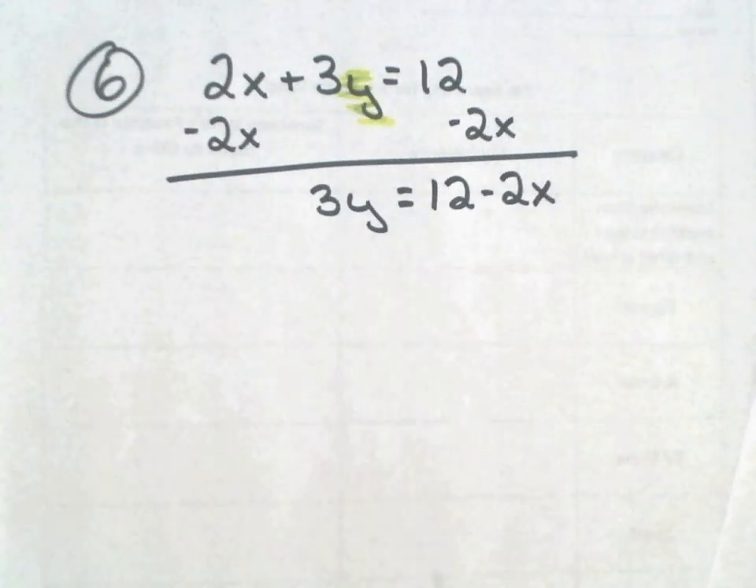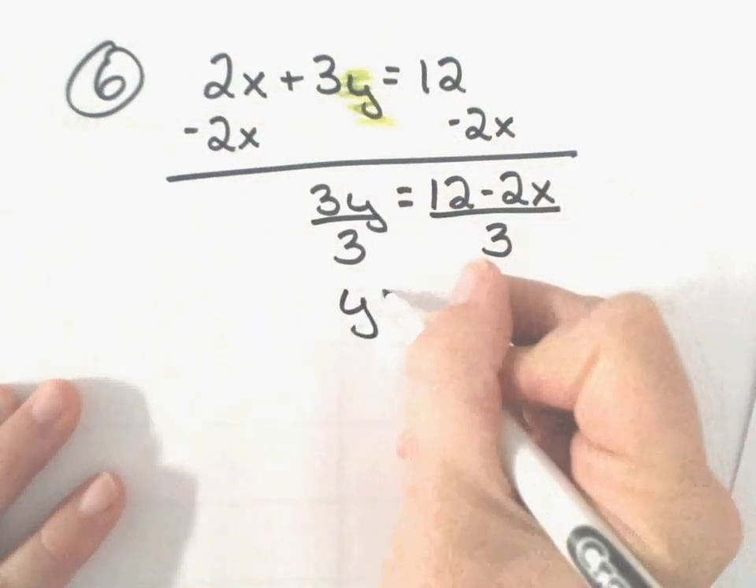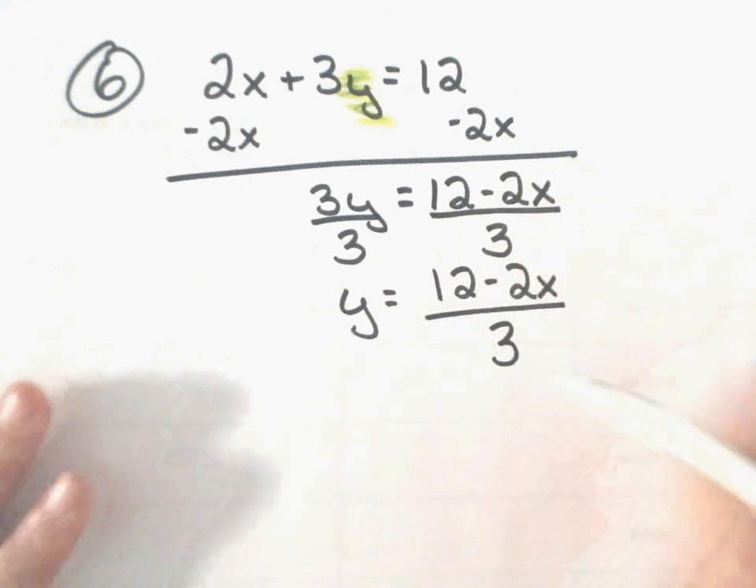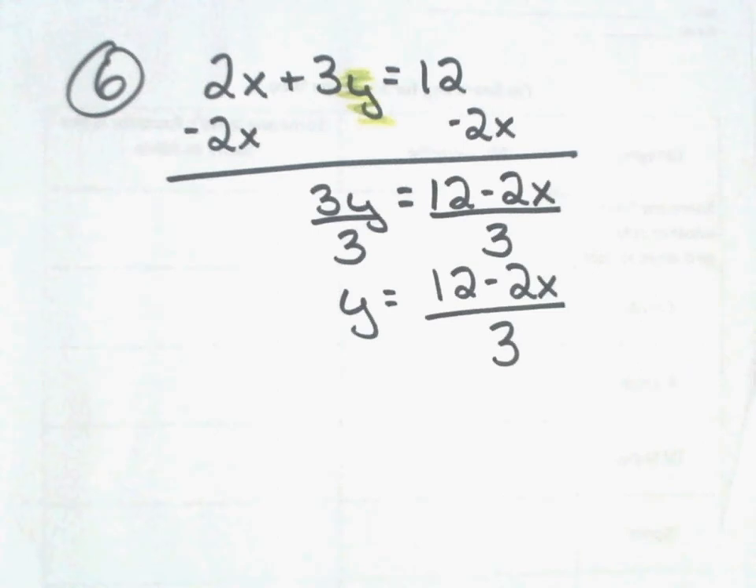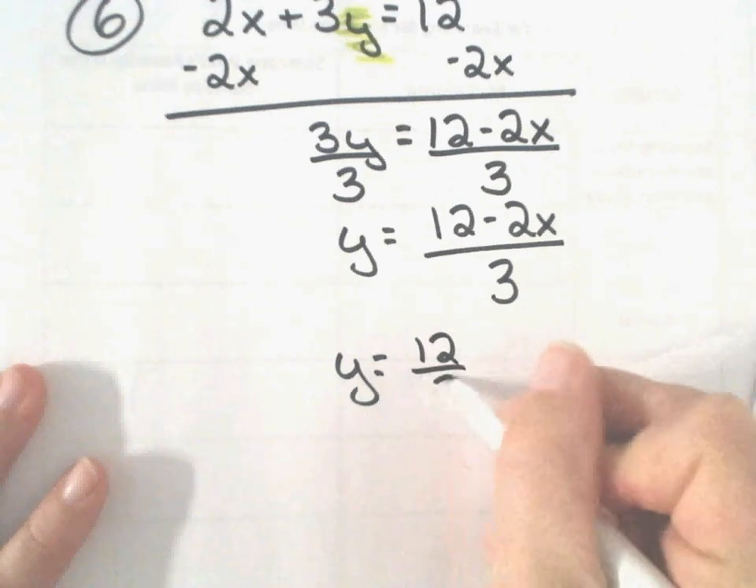Now, what am I going to have to get rid of? I have to get rid of the 3. So divide by 3. So you get y equals 12 minus 2x divided by 3. Are there other answers you could have for this one? Yes, there is. There are 2 other answers that you could have. You can write the calculation down if you would like.